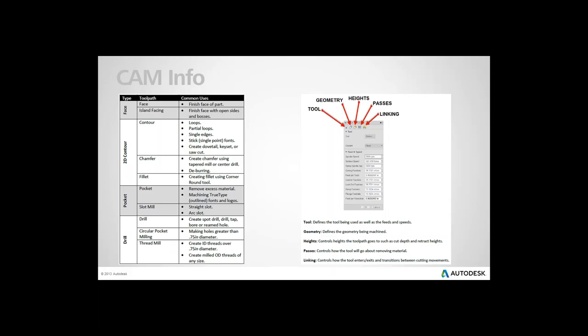Your heights control where the tool starts and finishes. So not all of your operations necessarily have to go all the way through your block of material, and they don't necessarily have to start at the top of it either. So you can define your heights. And then your passes, of course, control the passes through the material.